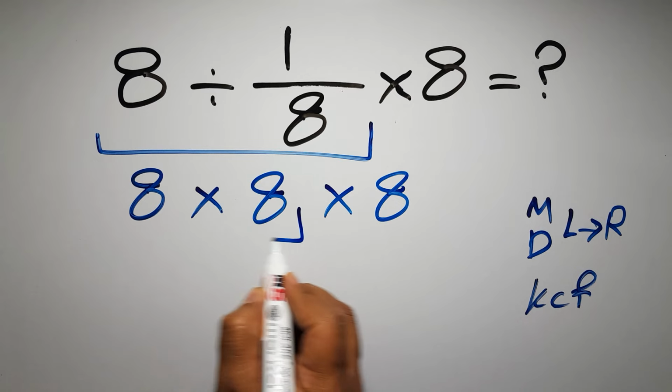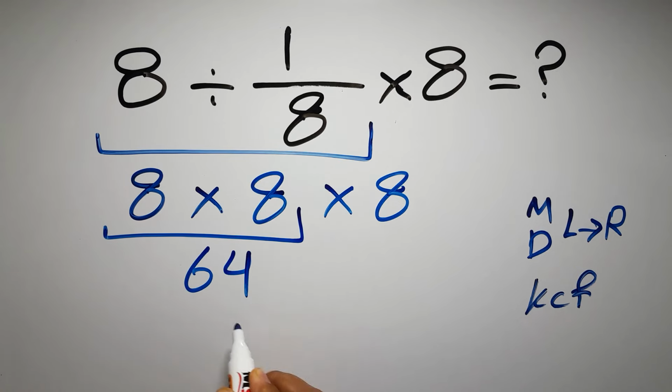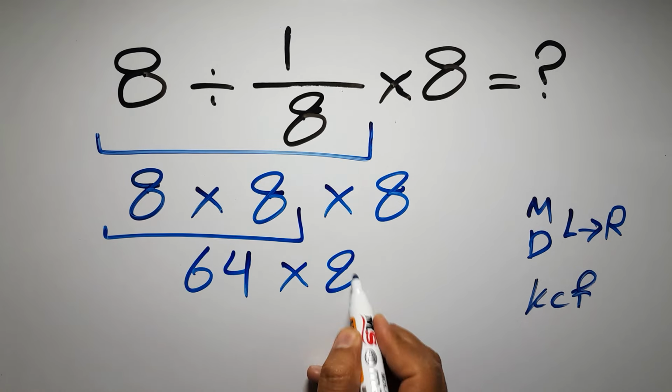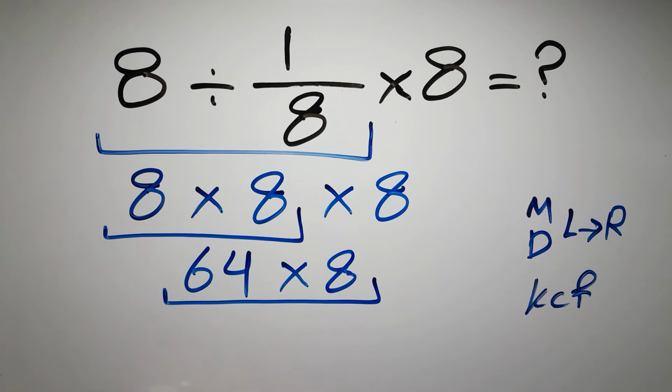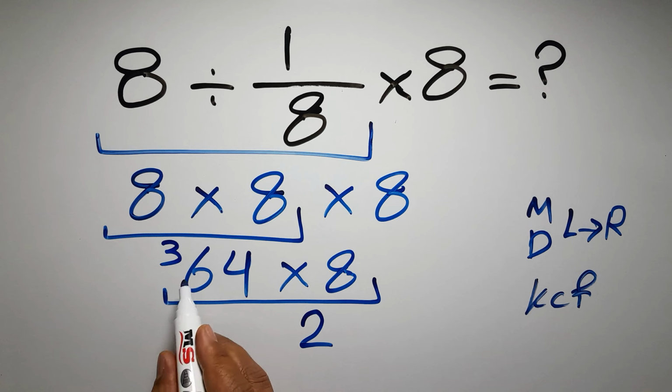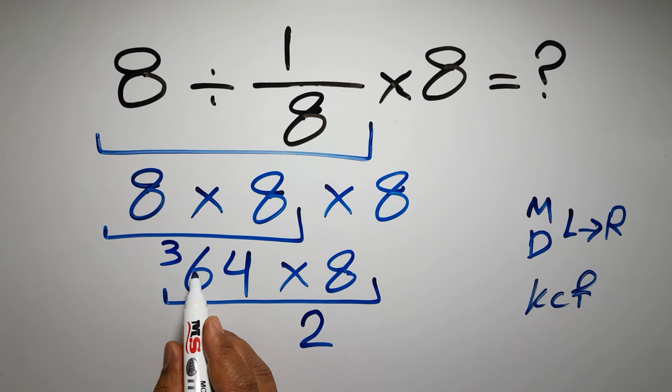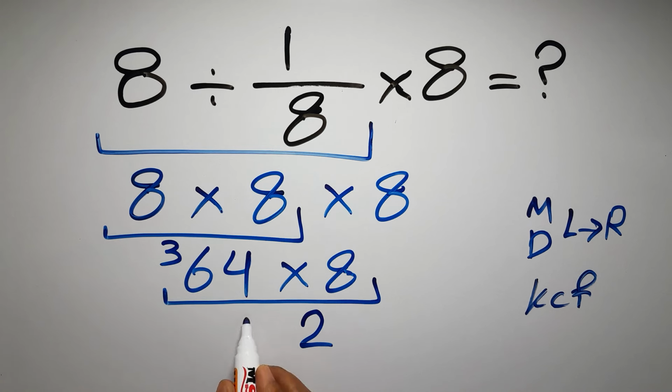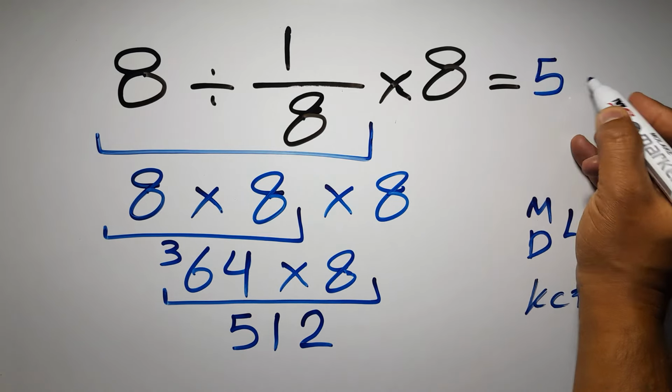8 times 8 gives us 64. So 64 times 8, which equals 8 times 4 gives us 32. We write 2 here and carry 3 here. 8 times 6 gives us 48, and 48 plus 3 gives us 51. So we have 512. And this is our final answer to this problem. The correct answer is 512.